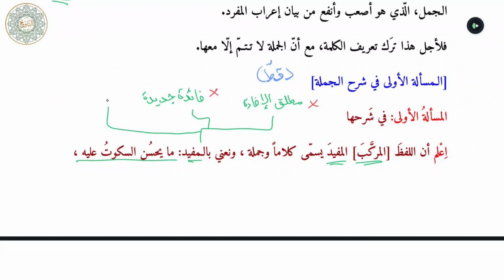Number 3, fa'ida can mean al-fa'idatu tamma, a complete benefit. And this is what the grammarians refer to. Al-fa'idatu tamma means ma yahsunu sukutu alayhi. There's a musnad ilayh and musnad. You've brought a subject and you've given information regarding that subject. That's what they're referring to. So to specify that, Ibn Hisham writes, وَنَعْنِي بِالْمُفِيد. When we say mufid, we don't intend mutlaq al-ifada. We don't intend fa'idatun jadida. We intend al-fa'idatu tamma. And what is al-fa'idatu tamma? Ma yahsunu sukutu alayhi. It is appropriate for the speaker to observe silence over this.